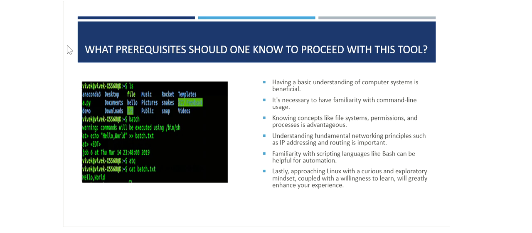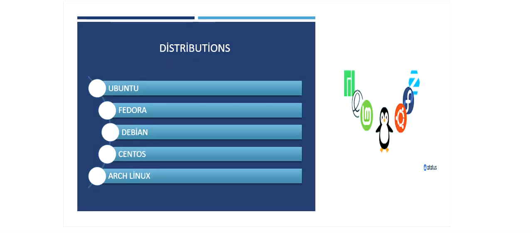So let's dive into the distributions of Linux. Linux itself is not a complete operating system. It is the core, or kernel, around which distributions are built. Each distro packages the Linux kernel with a collection of software to form a complete operating system. There are hundreds of distros tailored for different purposes: desktops, servers, laptops, embedded systems, and more.